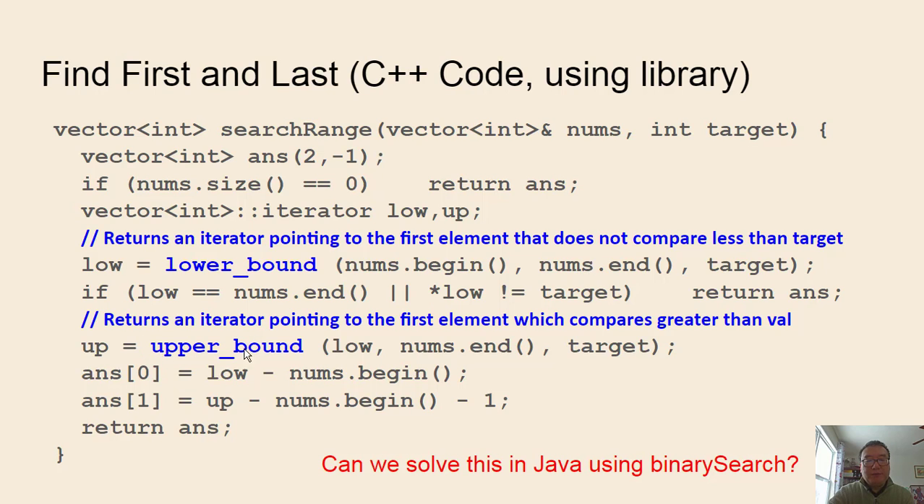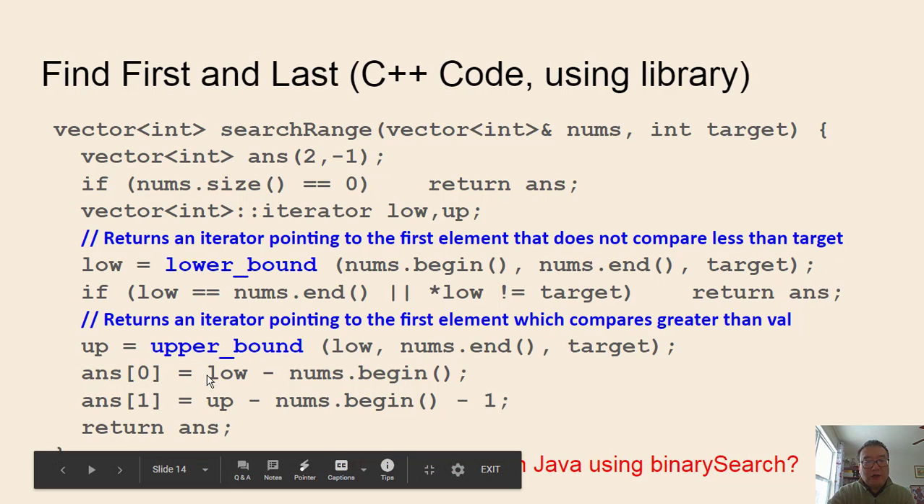And we can use upper bound to find the last place it occurs. Upper bound returns an iterator pointing to the first element that is greater than value. So if there is a consecutive segment where target occurs, this will point to after that segment. Once we call upper bound, the first value we return should be low minus nums.begin. So this gives the index.